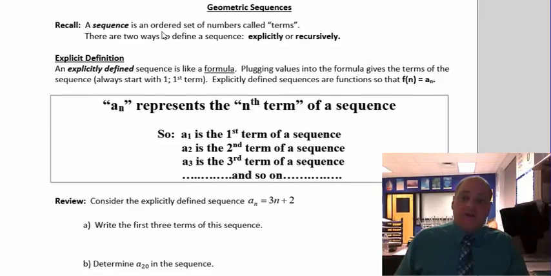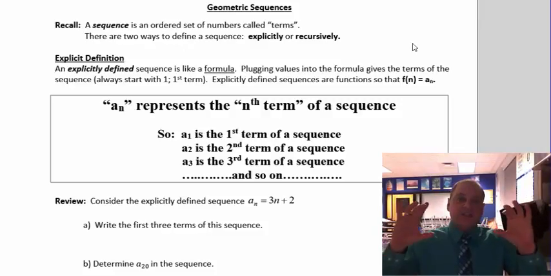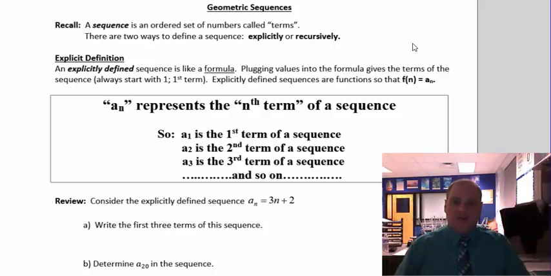First, recall a sequence is an ordered set of numbers called terms. There are two ways to define a sequence, explicitly and recursively. The first half of this page goes through the explicit definition, and then there'll be the recursive definition.